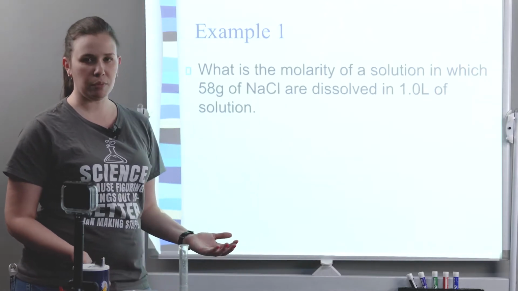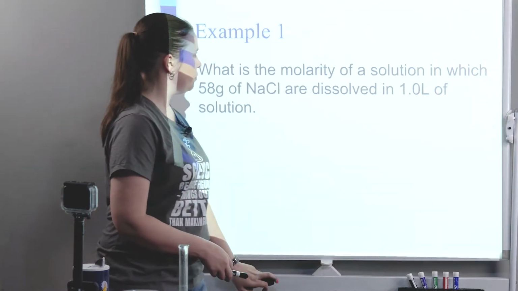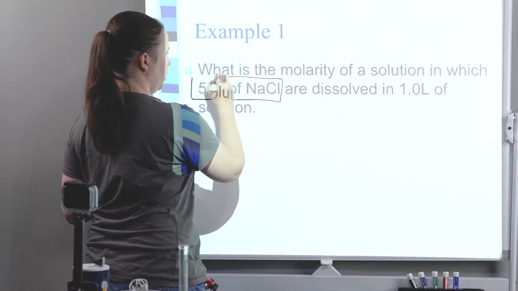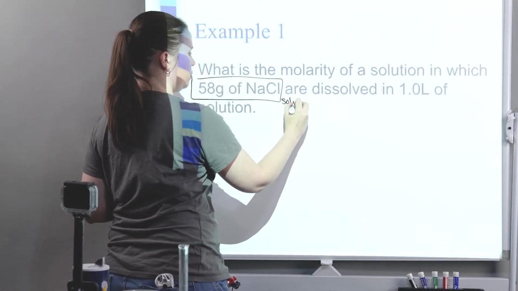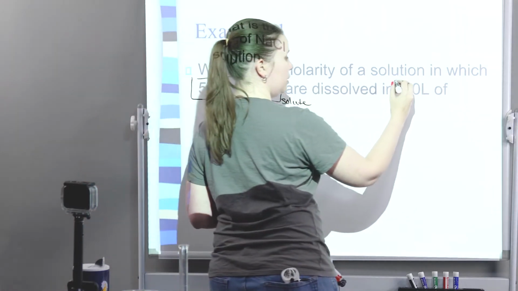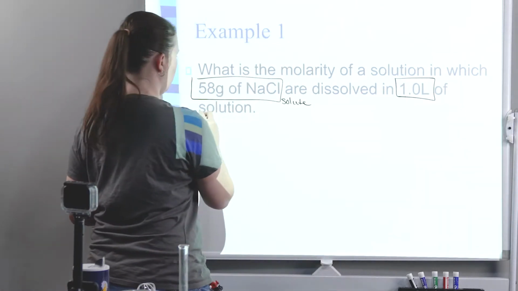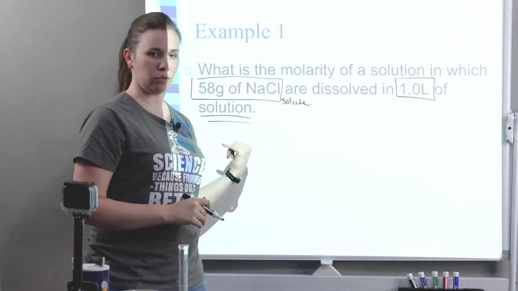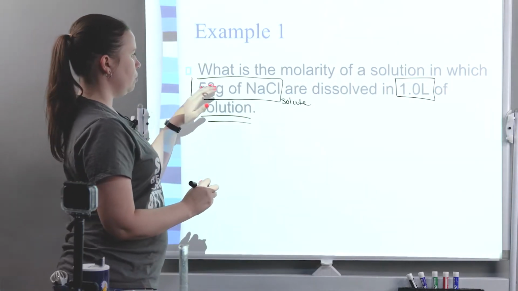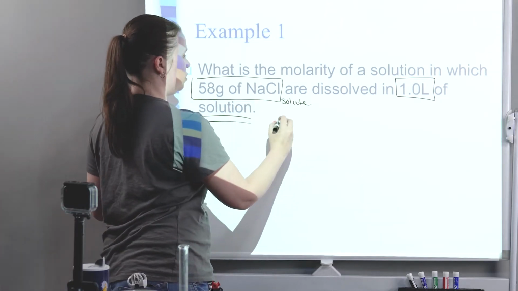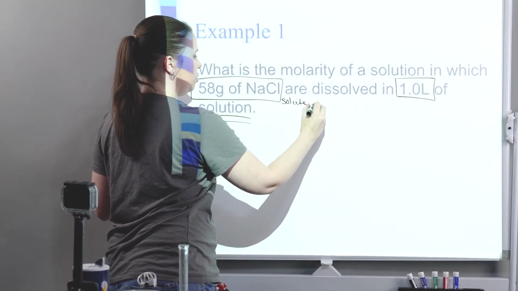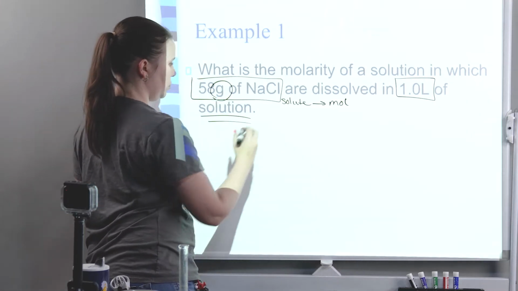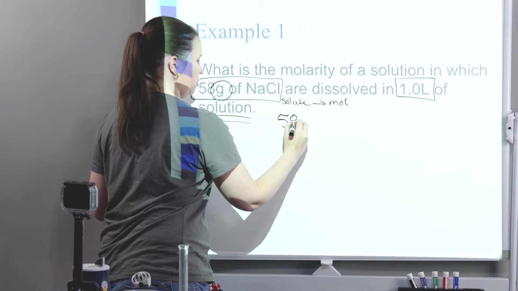All right, let's try an example where we actually solve for the molarity. So what's given here is the 58 grams of NaCl, which we know is our solute, dissolved in 1 liter of total solution. So it's already giving it to us as per liter of solution, which is nice. So let's deal with the issue of the solute. The formula says for the solute, we need to convert to moles, but we are given grams. So this is going to be your basic mole conversion.